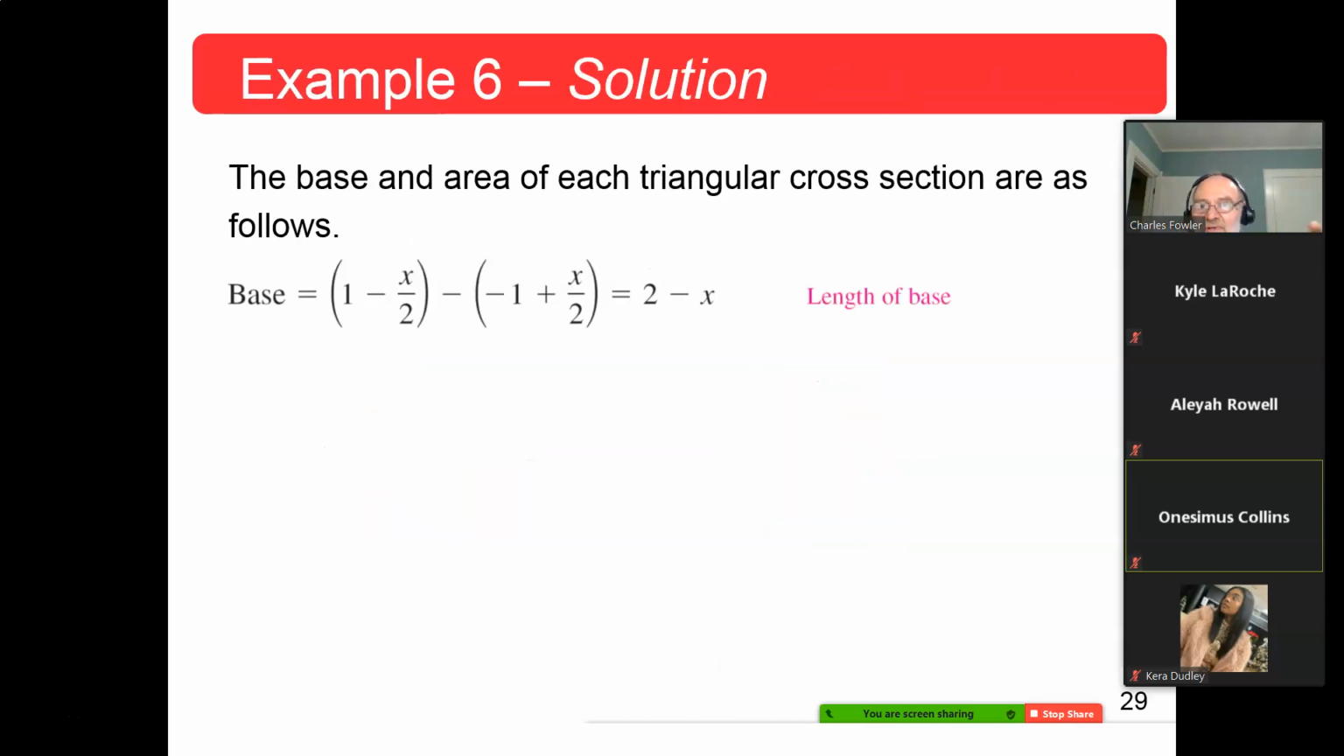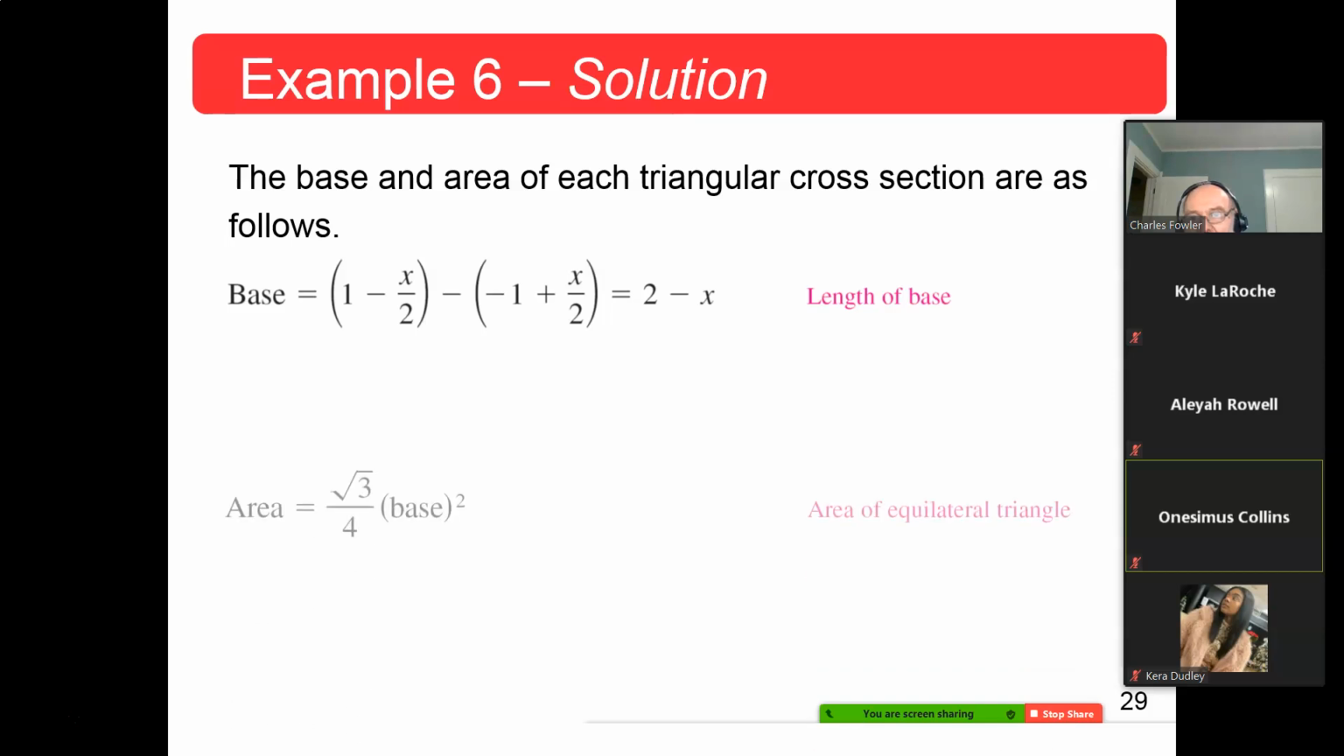So the base and the area of each triangular cross section are as follows. Here's the base. It's this length, f of x minus g of x, and that's just twice this. So sure enough, it's 2 minus x. So there's the length of the base.